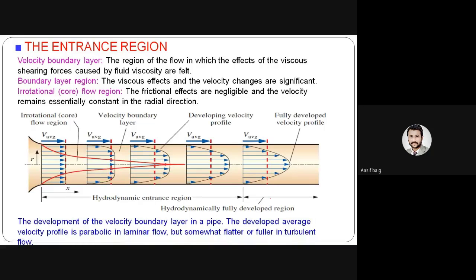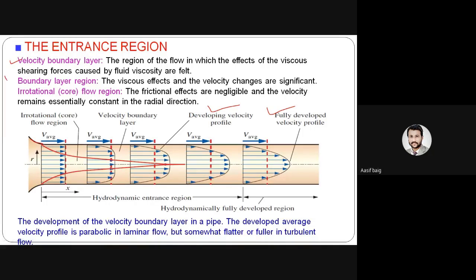The velocity boundary layer is the region of the flow in which the effect of the viscous shearing forces caused by fluid viscosity are felt. In the boundary layer region, the viscous effects and the velocity changes are significant, and in the irrotational flow region, the frictional effects are negligible and the velocity remains essentially constant in the radial direction. So in the diagram you can see the velocity boundary layer, irrotational core, the fully developed velocity profile and the developing velocity profile. So in this pipe you can see these three things.